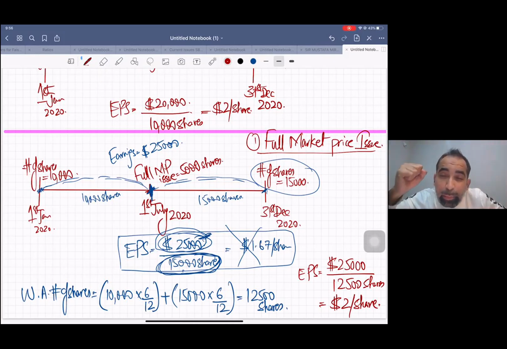We receive a bag full of money, and that bag full of money is invested from that date. So that bag gives us earnings for only a few months. That's why in the numerator we have taken a few months' profit, so in the denominator we'll also take a few months' shares. That's it. Did you understand, students?